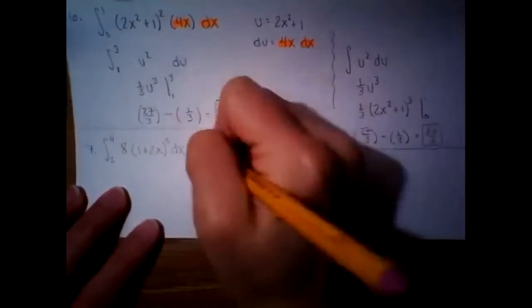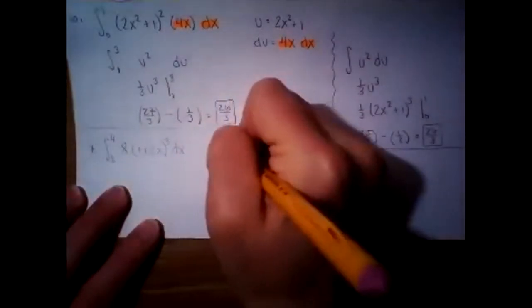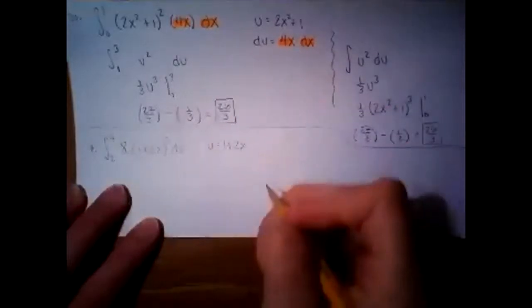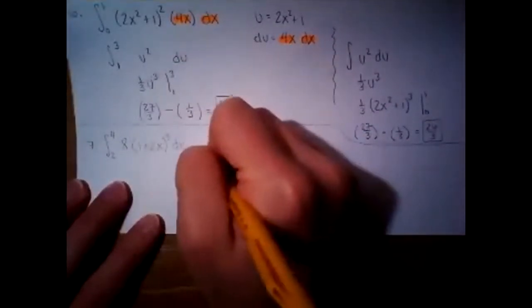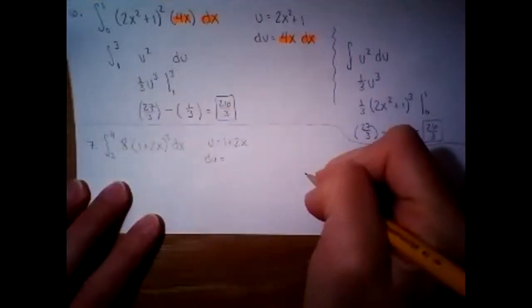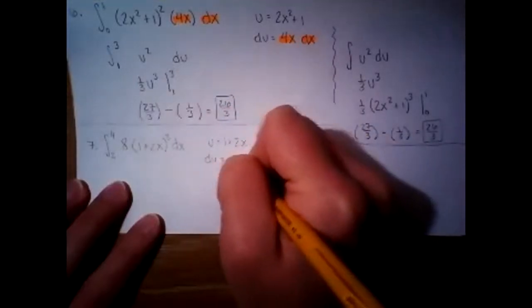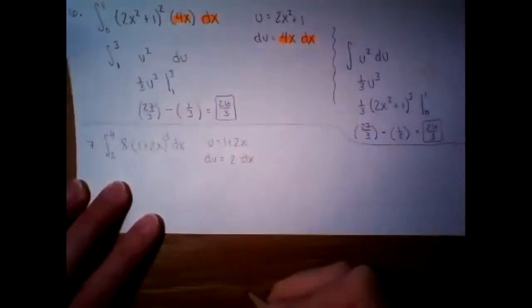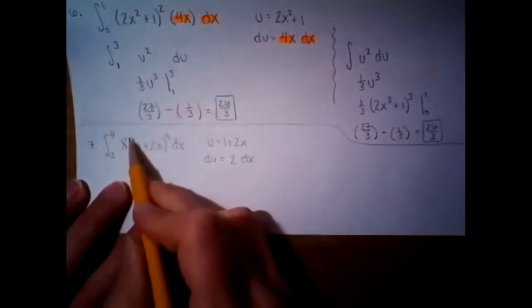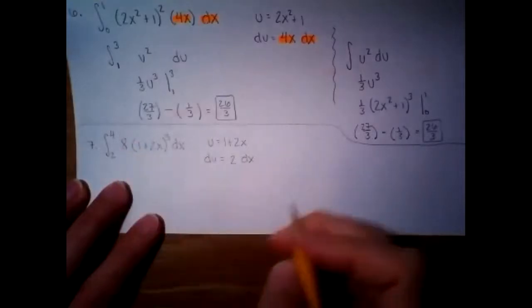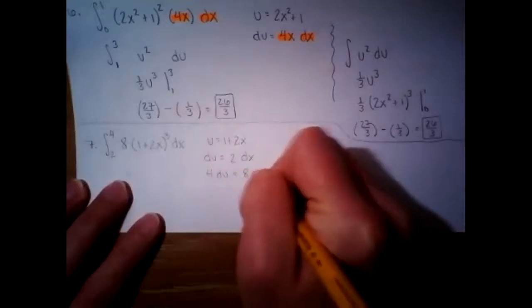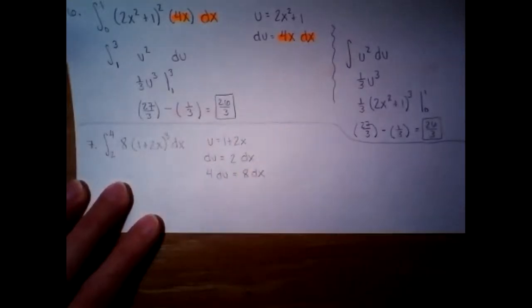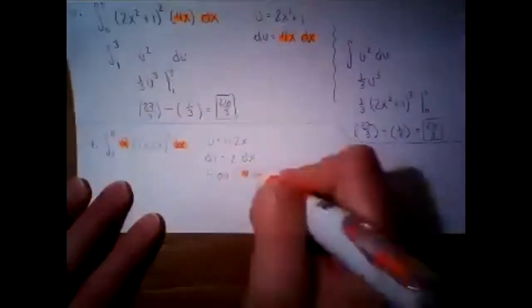All right, so for this one, we're going to let u equal 1 plus 2x. That's really the only thing it could be for this problem. You kind of don't have a choice there. The derivative of that is 2 dx, but I need for it to be an 8. So I am going to multiply by 4. So 4 du equals 8 dx. And that is what we are going to substitute in for.